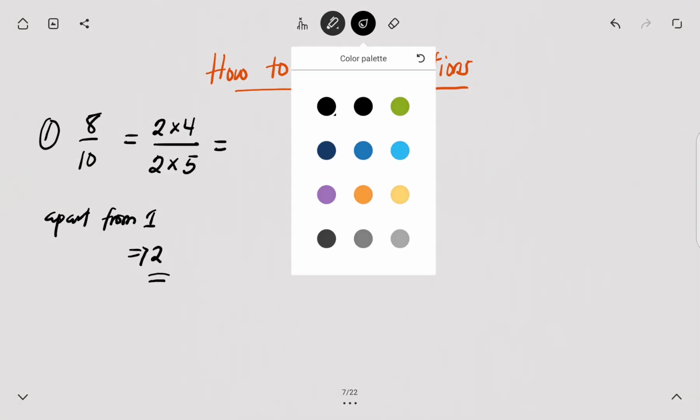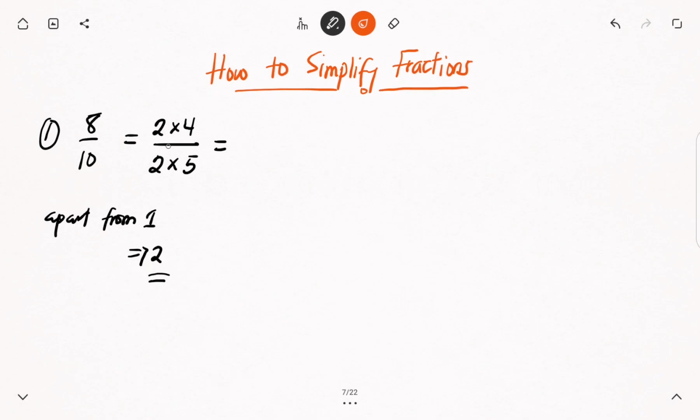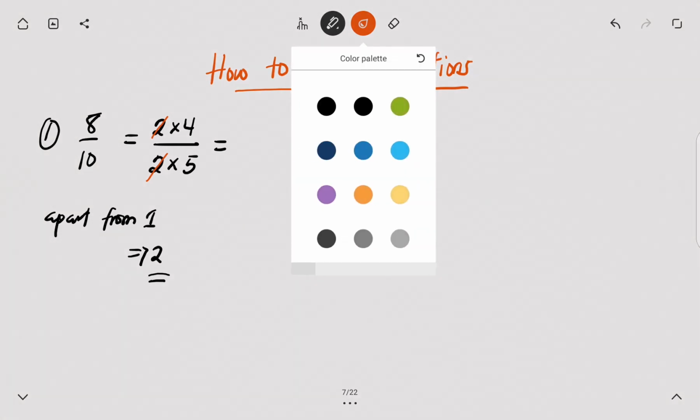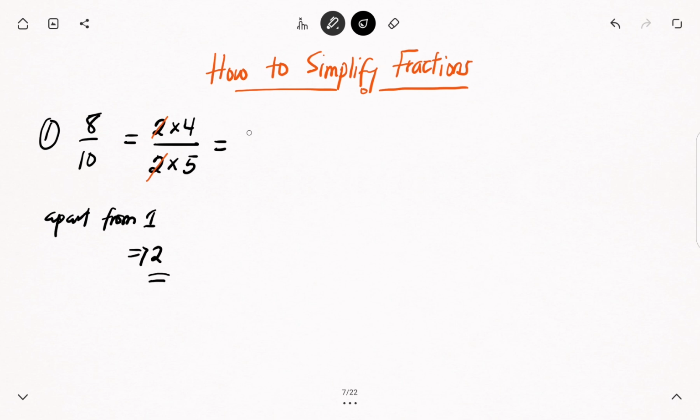So from here, all we have to do is we can see 2 common at the top and then the bottom over here. So these 2 will cancel these 2. And so therefore, our final answer is now 4 over 5. So that means if we simplify 8 over 10, we are going to get 4 over 5 as our answer. Alright, let's have a look at another example.